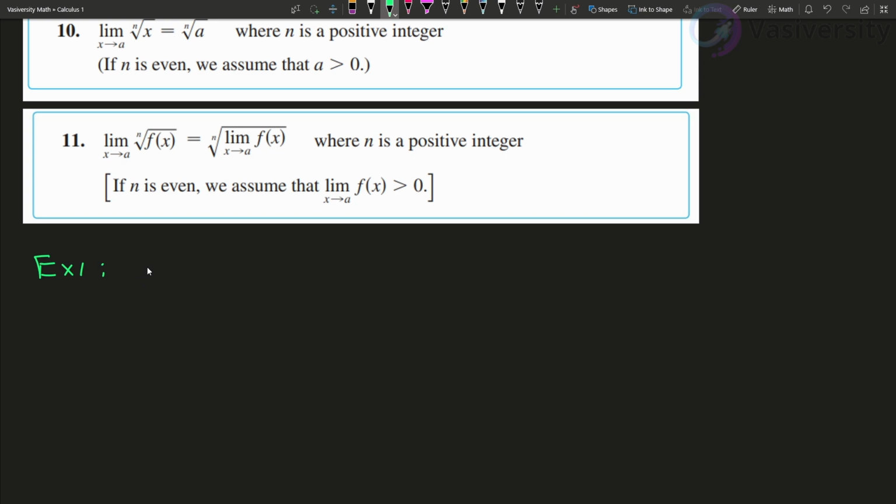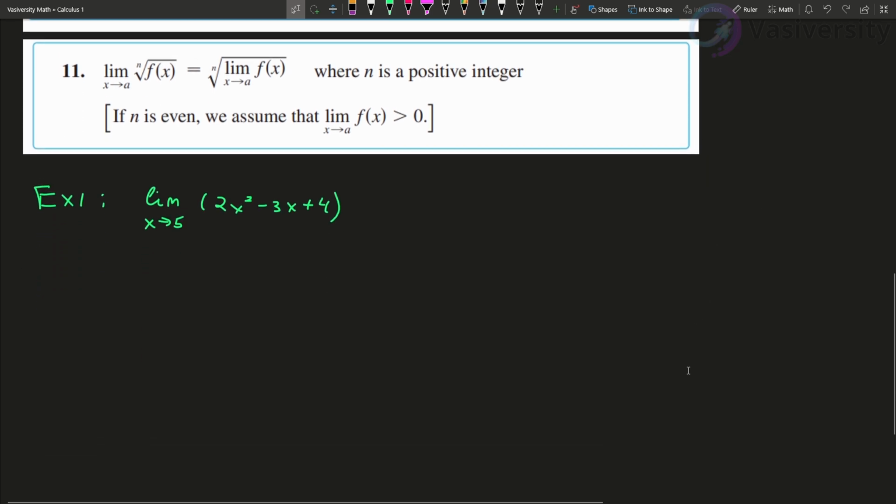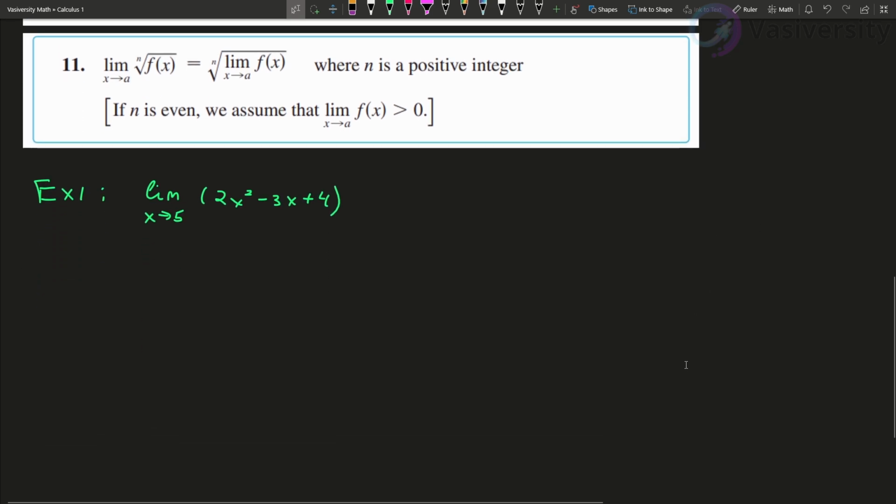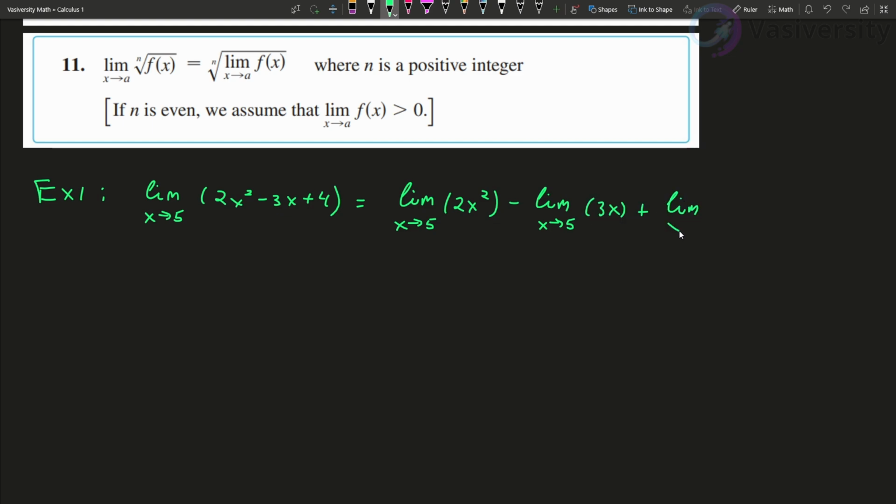We want to find the limit as x approaches 5 of 2x squared minus 3x plus 4. We're going to be referencing the first 5 laws and of course the ninth law. So let's go ahead and apply it. The first thing is we can distribute the limit. It's going to be the limit as x approaches 5 of 2x squared minus the limit as x approaches 5 of 3x plus the limit as x approaches 5 of 4.